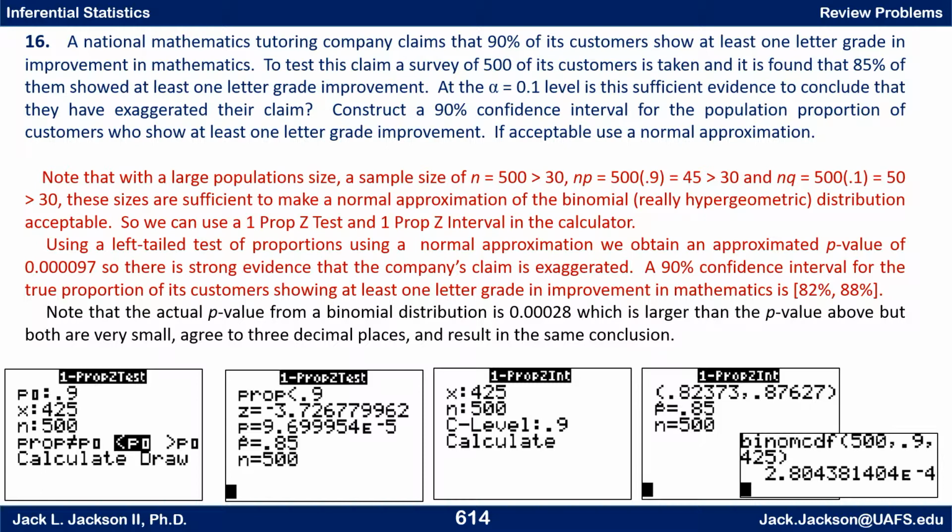The actual p-value, really you would compute it from a binomial CDF, which is what I've done here. It's 0.3 zeros and a 2.8, and this one was 0.4 zeros and a 9. So it is off a little bit, but they're both so extremely small that there's no difference in really using those. So the one proportion z-test was legitimate to use.